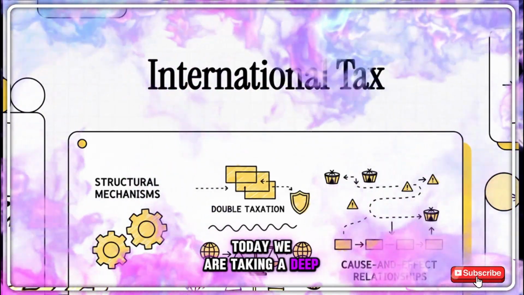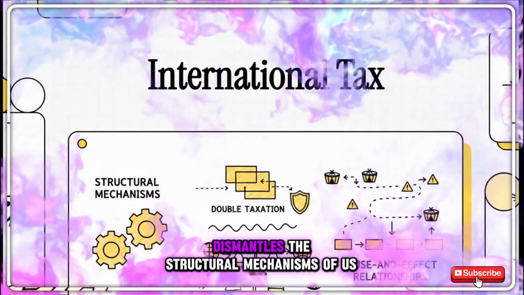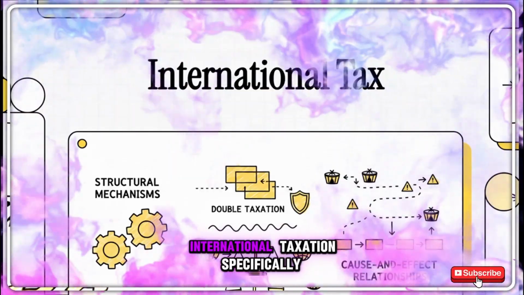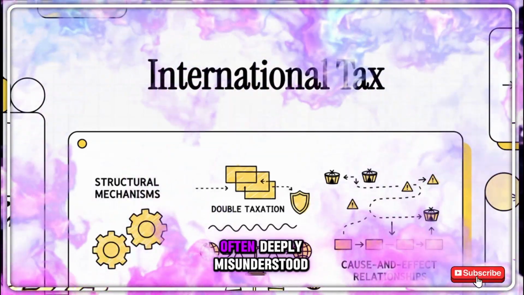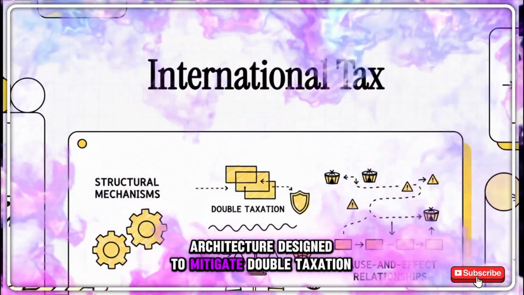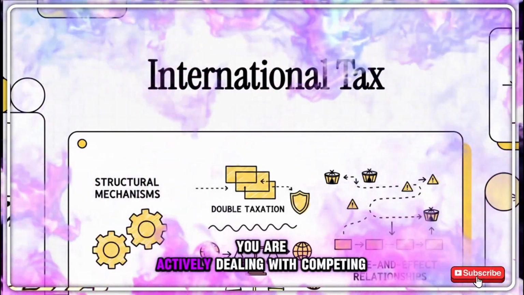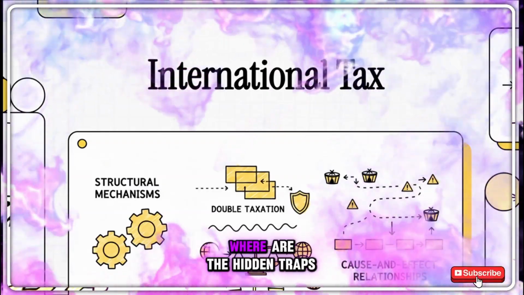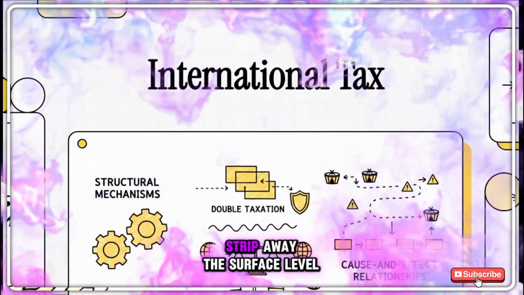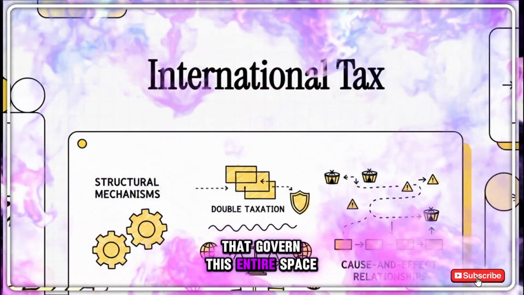Today we are taking a deep, highly analytical look at an anonymous expert report that absolutely dismantles the structural mechanisms of U.S. international taxation. Specifically, we're popping the hood on the complex and often deeply misunderstood architecture designed to mitigate double taxation. If you operate or earn any money across borders, you are actively dealing with competing jurisdictional claims on your income. So how does the system actually resolve this? Where are the hidden traps? We're going to strip away the surface level fluff and strictly focus on the core mechanics and the uncompromising cause and effect relationships that govern this entire space.